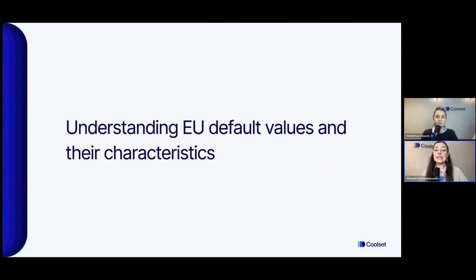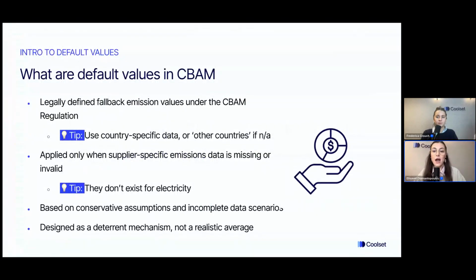So yeah, indeed, let's first take a step back and understand what the default values actually are. Essentially, the default values are emission intensities, which are defined by the EU and specifically by the CBAM regulation, and they are a fallback option, which you can use only when installation-level supplier-specific emission data is missing and cannot be retrieved, at least in a reliable way.